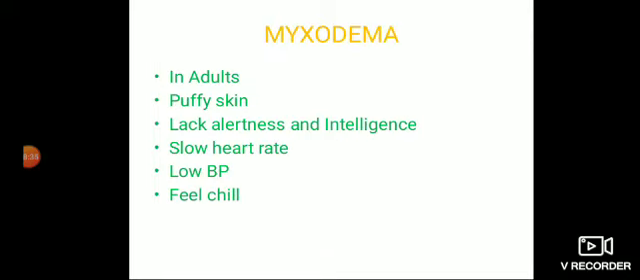Myxedema, hypothyroidism in adults. Puffy skin. You can see the skin is puffy. Alertness and intelligence are less. Slow heart rate, low blood pressure and the person feels chill. Myxedema, the condition of adults: puffy skin, lack of intelligence, slow heart rate, low BP, person feels chill. See the puffy skin in myxedema.